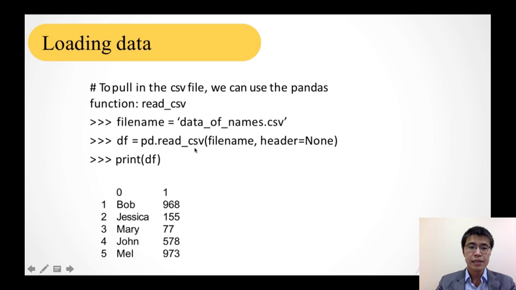Here, this read CSV function belongs to the pandas library, so we call pd.read_csv to get this function. We provide the first parameter, dataofnames.csv, that's the file name, and specify whether or not we have a header in the file. We don't have a header now, so we set header to None. As a result, when we print the new data frame we read from this file, we have 5 names, 5 numbers, and no headers. Right.